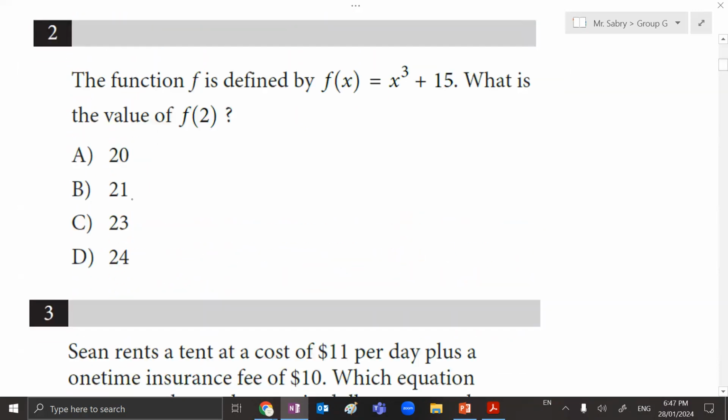The function you're given is f of x and you're asked to find f of 2. We say f of anything, we remove the x and we substitute that thing. F of 2, we remove the x, we substitute the 2. So 2 to the power of 3 plus the 15, that's 8 plus 15, which is 23 on a calculator. C would be the correct answer.